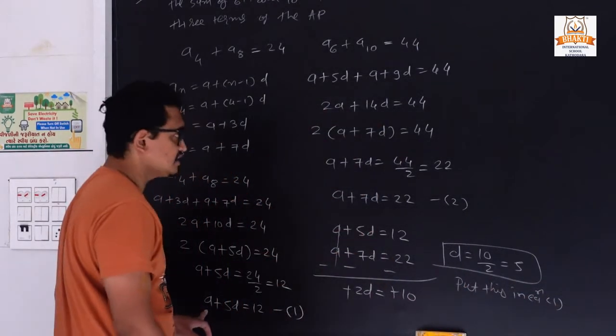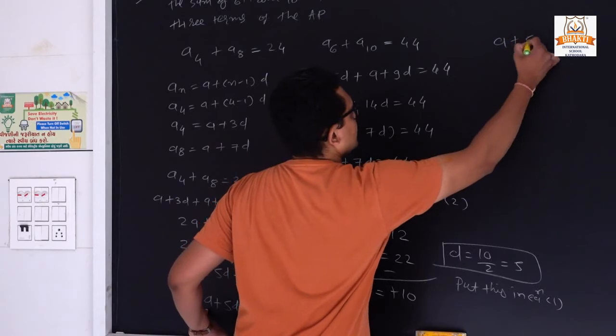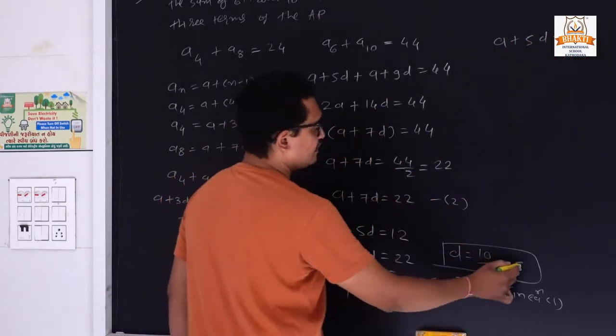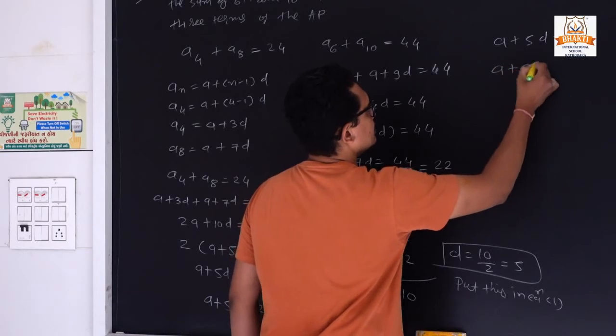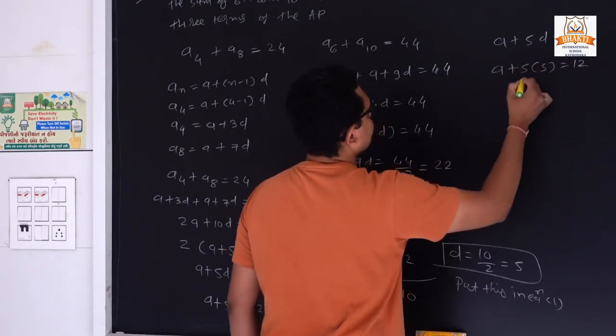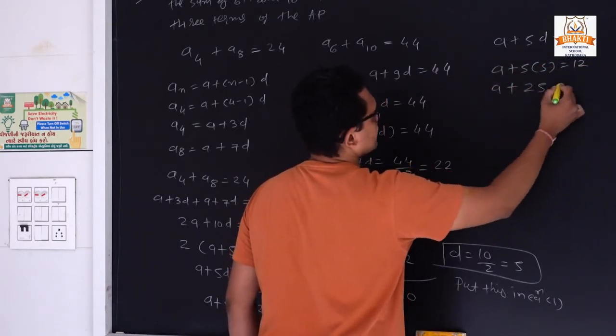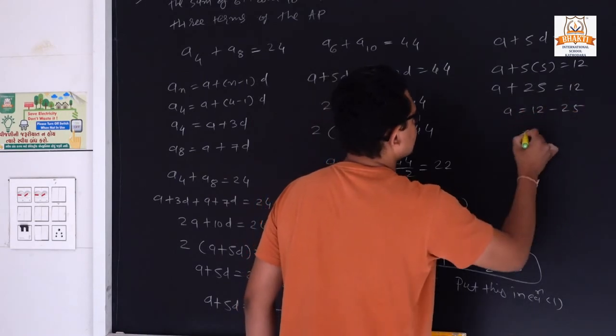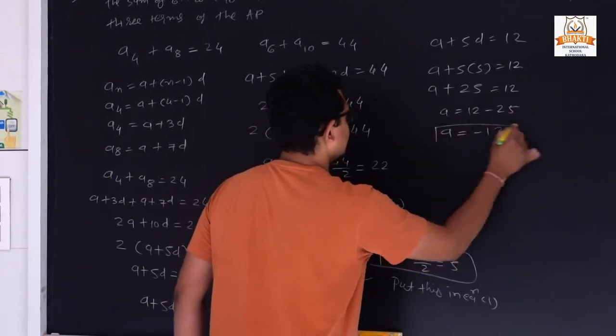So where is our first? a plus 5d is equal to 12. So what is the value of d? It is 5. So 5 fives are 25. So this is going to the second side. So 12 minus 25. So it is minus 13.